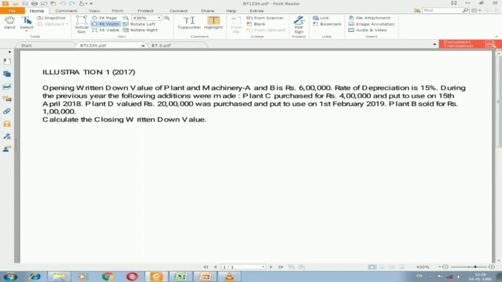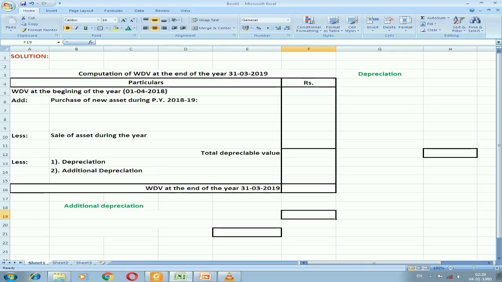So now we'll calculate with that. So I have prepared one particular format which I have showed you earlier. That way I'm going to use it and I'm going to solve the illustration. Now you can see the format here.